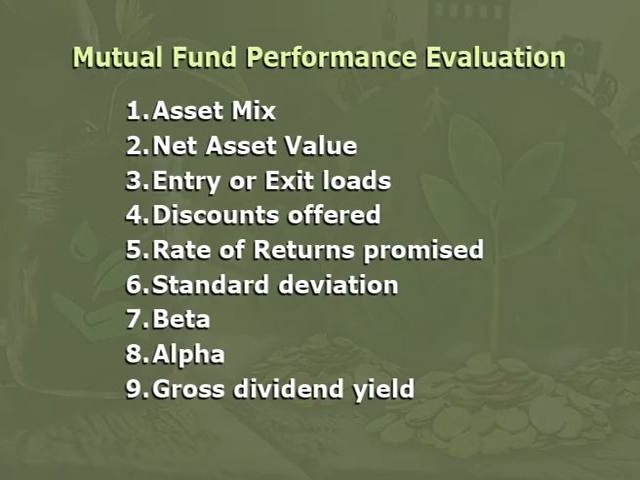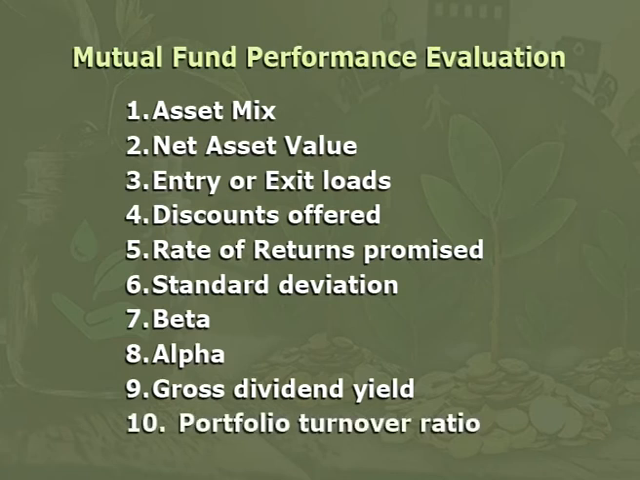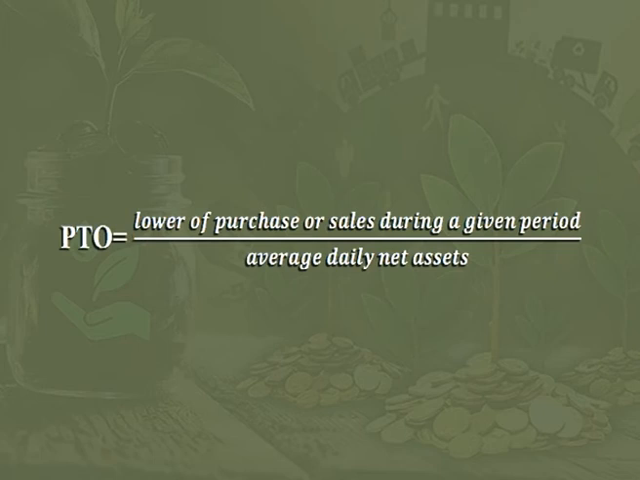Number 9, gross dividend yield. It is an important indicator of the investment characteristics of a mutual fund. Value-oriented funds have higher gross dividend yield and growth-oriented funds have lower yield. Number 10, portfolio turnover ratio. It represents the churn in the portfolio. The formula for portfolio turnover is the lower of purchase or sale during a given period divided by average daily net assets. Friends, let's understand a few illustrations.